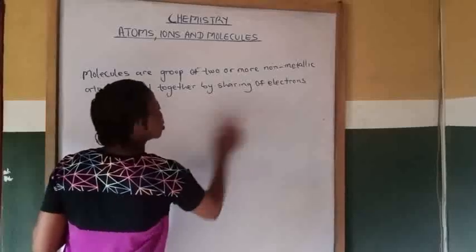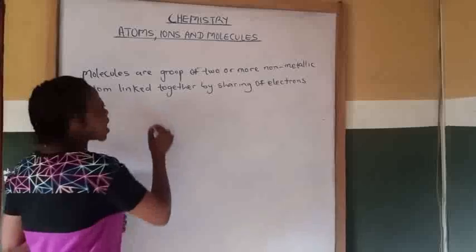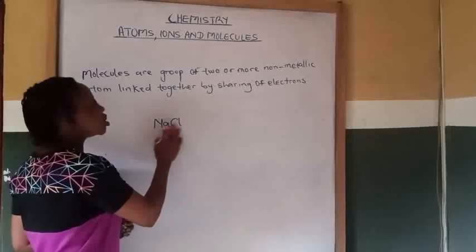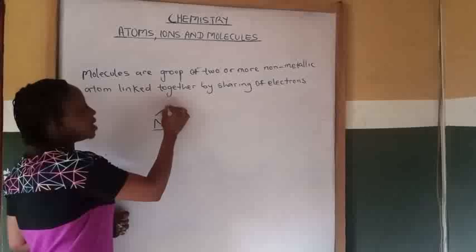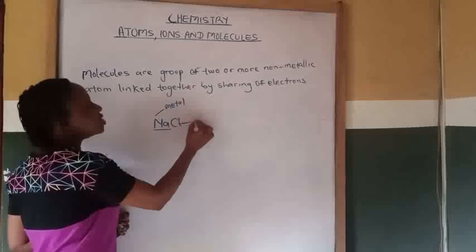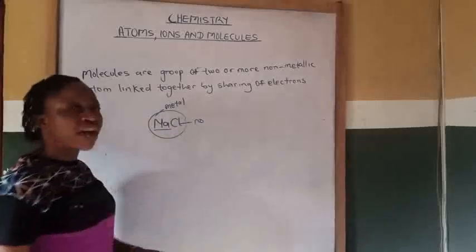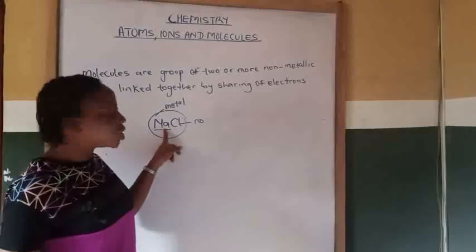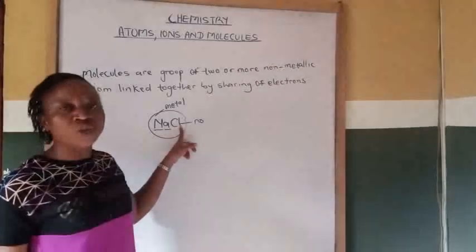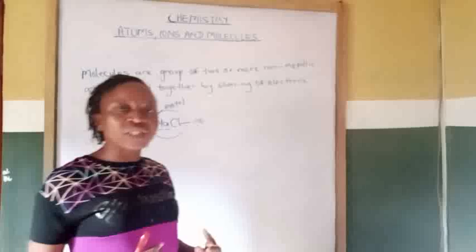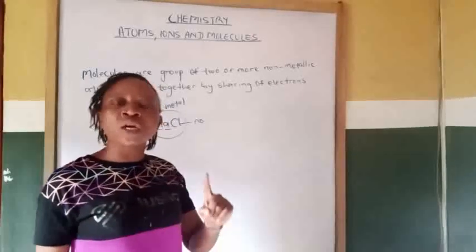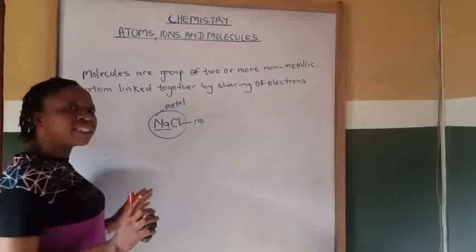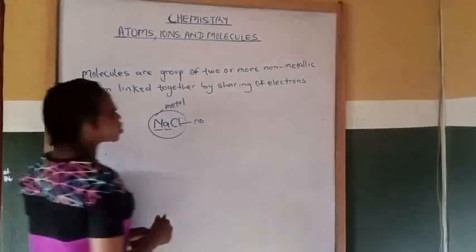molecule. Before we discuss the two types of molecule, let's look at this. Is the reaction between sodium and chlorine a molecule? This is sodium chloride. It is a combination of two atoms, but sodium is a metal and chlorine is a non-metal. So traditionally, sodium chloride is not a molecule, because it contains a metallic atom, which is sodium, and a non-metallic atom, which is chlorine. A reaction between a metallic atom and a non-metallic atom will not give you a molecule. It will give you an ionic compound. So sodium chloride traditionally is not a molecule.